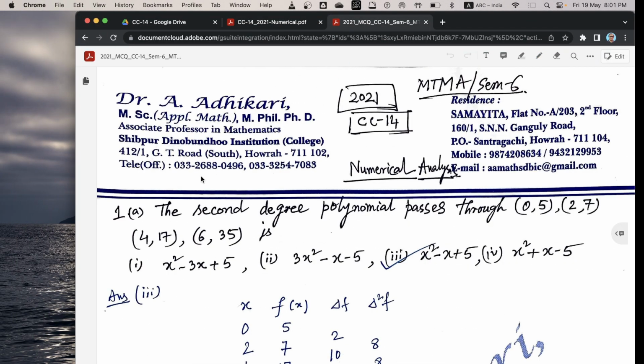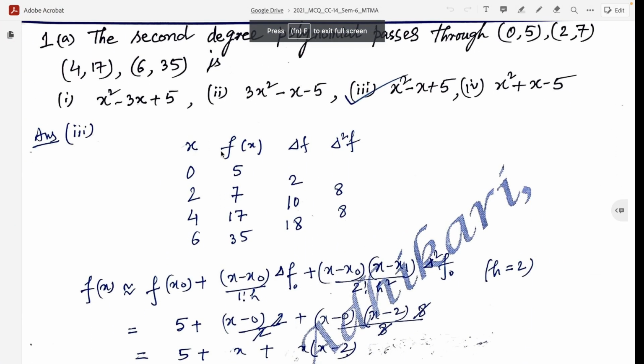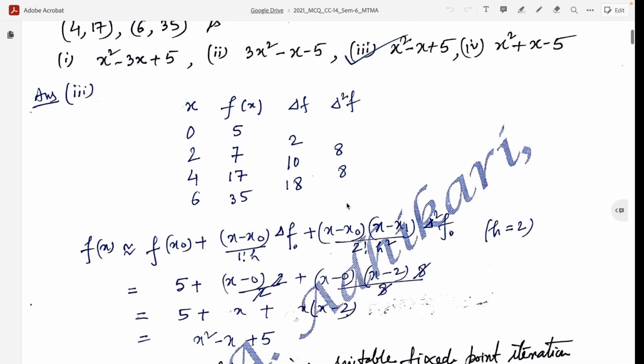because here column x has the first components 0, 2, 4 and 6, and second coordinates f(x), so for x we get 5, 7, 17 and 35. The corresponding first order differences: 7 minus 5 equals 2, 17 minus 7 equals 10, 35 minus 17 equals 18. The second order difference delta 2 f is 10 minus 2 equals 8, and 18 minus 10 equals 8.